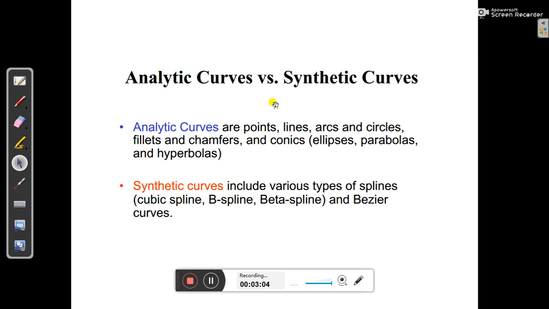There are two types of curves we can go through. Analytic curves include points, lines, arcs, circles, fillets, chamfers, and conics. Conics may be ellipses, parabolas, or hyperbolas. There are also synthetic curves, which include various types of splines like cubic splines, B-splines, beta splines, and Bezier curves. We will go through these types of objects and how we can represent them in computer graphics in displaying devices.